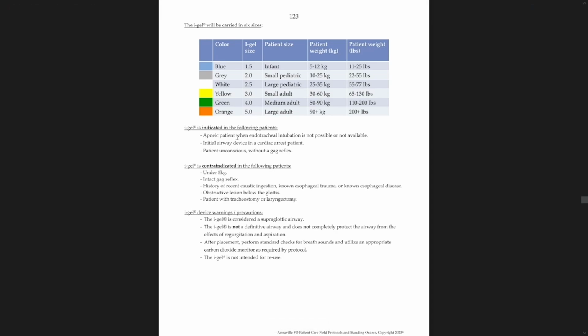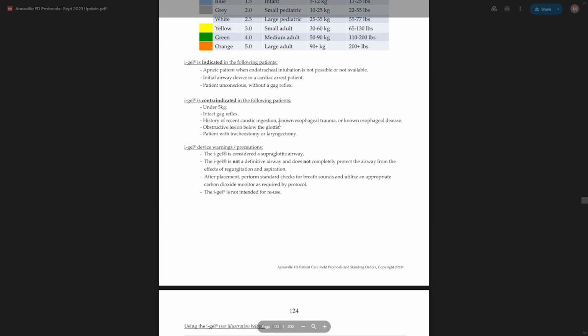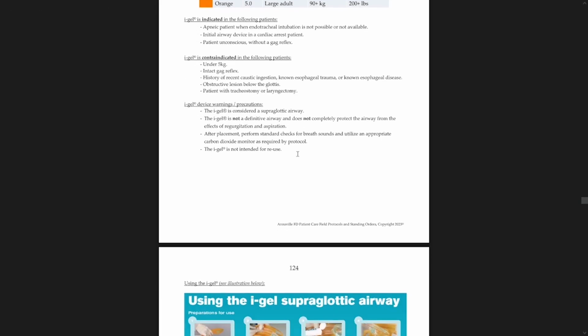The iGel is indicated in the following patients: apneic patients when endotracheal intubation is not possible or available, initial airway device in a cardiac arrest patient, and a patient who is unconscious without a gag reflex. It's contraindicated for the following patients: those under 5 kilograms, with an intact gag reflex, a history of recent caustic ingestion, known esophageal trauma, or known esophageal disease, obstructive lesions below the glottis, patients with a tracheostomy or a laryngectomy. I'm not sure how to say that.